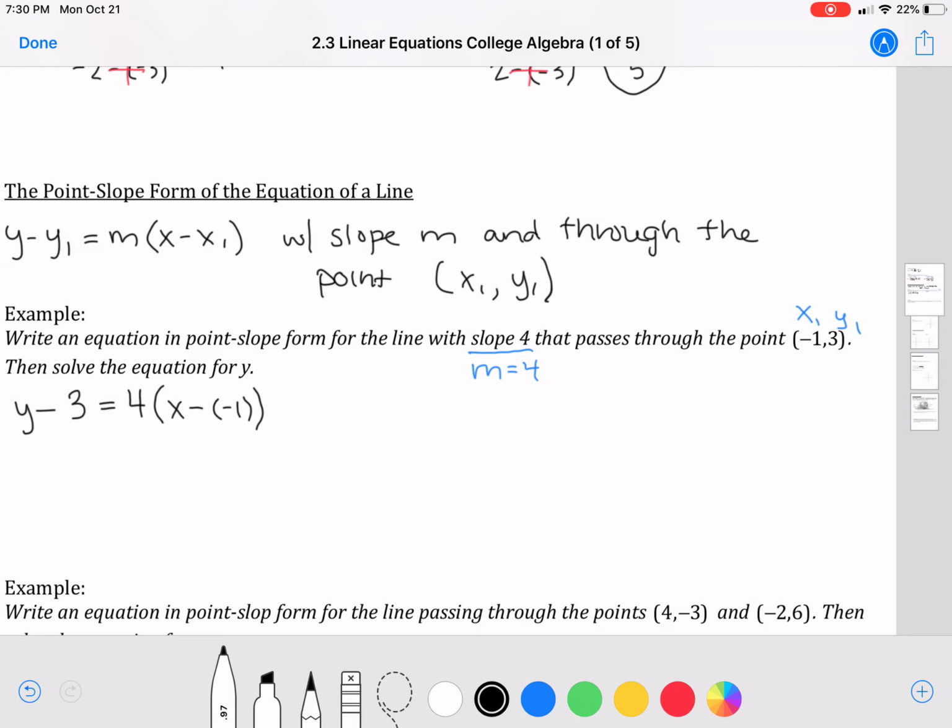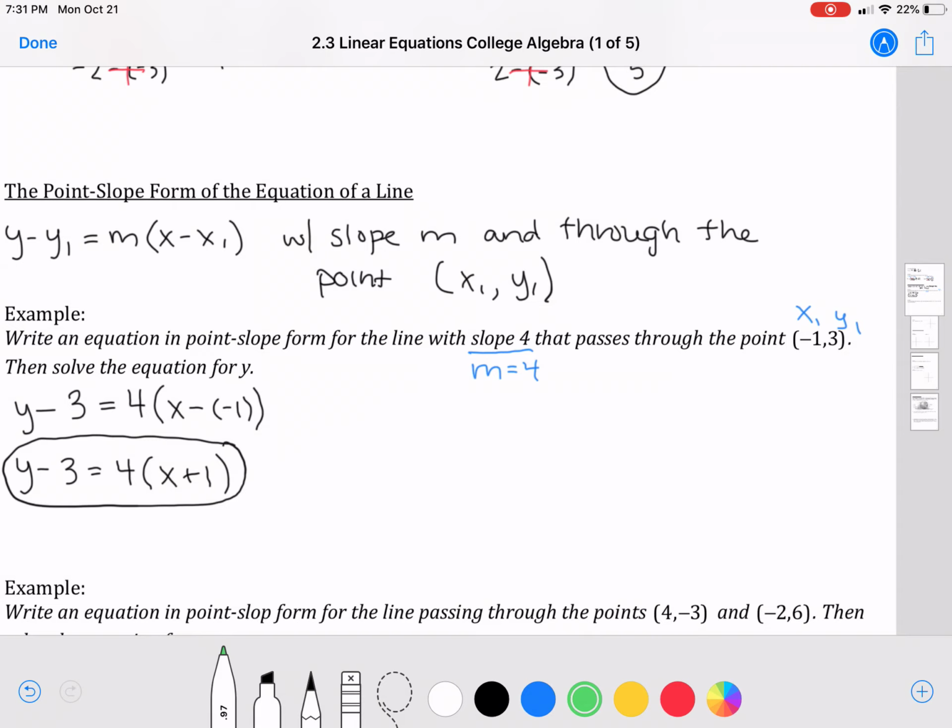Okay, we can simplify this to be y minus 3 equals 4 times the quantity x plus 1, because two negatives make a positive. So for this first part, we're just looking for our point-slope form, so that would be our solution. The second part of this problem asks us to go ahead and solve the equation for y.